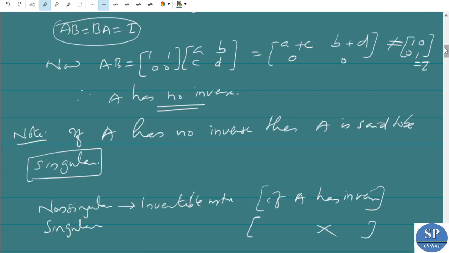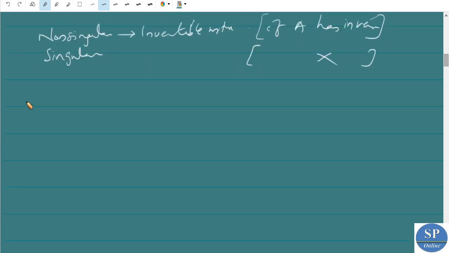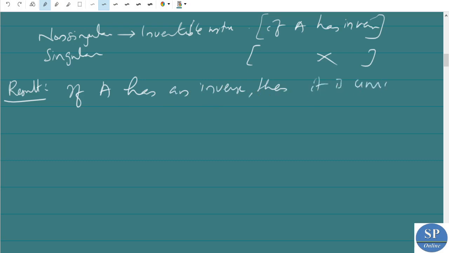Next, another result is: if the matrix A has an inverse, then it is unique. I am leaving the proof of this result to you. I think you already proved this in the lower classes. So you just prove this and submit it in the notebook.